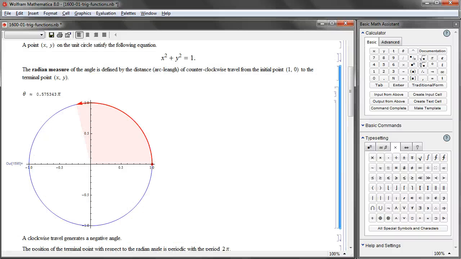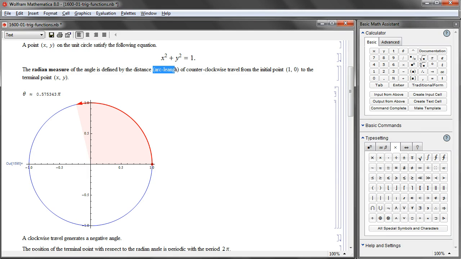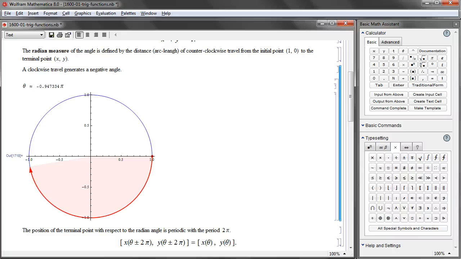Starting from a unit circle, a circle of radius 1 centered at the origin, we defined the radian measure of the angle as follows. The distance of a counterclockwise travel from the initial point (1, 0), the right-hand side, to the terminal point (x, y), the tip of this arrow here. Or equivalently, arc length in counterclockwise direction. If we measure clockwise arc length, then the angle is negative in that case. Okay, I like this picture.